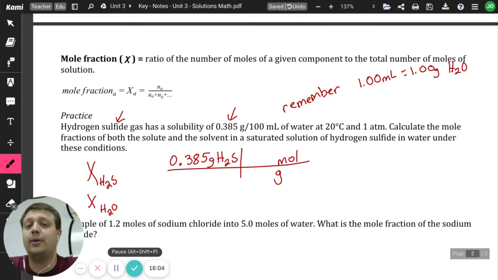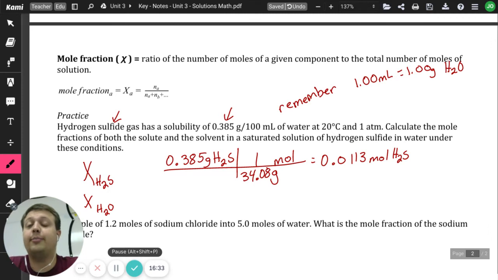So we're going to find the molar mass of hydrogen sulfide: 2 hydrogens at 1.01 each, 1 sulfur at 32.06. What we're going to find is that we have a molar mass of 34.08 grams per 1 mole. I plug that into my calculator, and I am going to get 0.0113 moles of H2S. Okay, well now I have how many moles of H2S I have, but I need to find out how much water I have. So I have 100 milliliters of water.